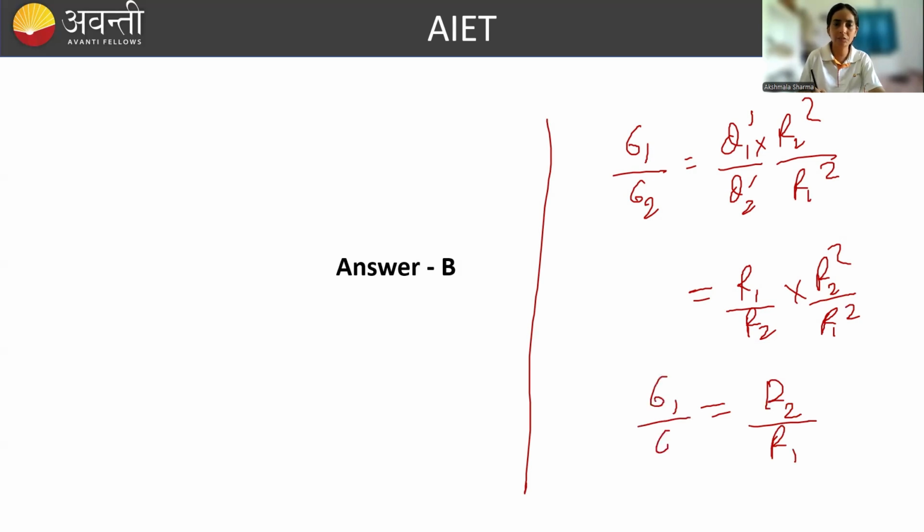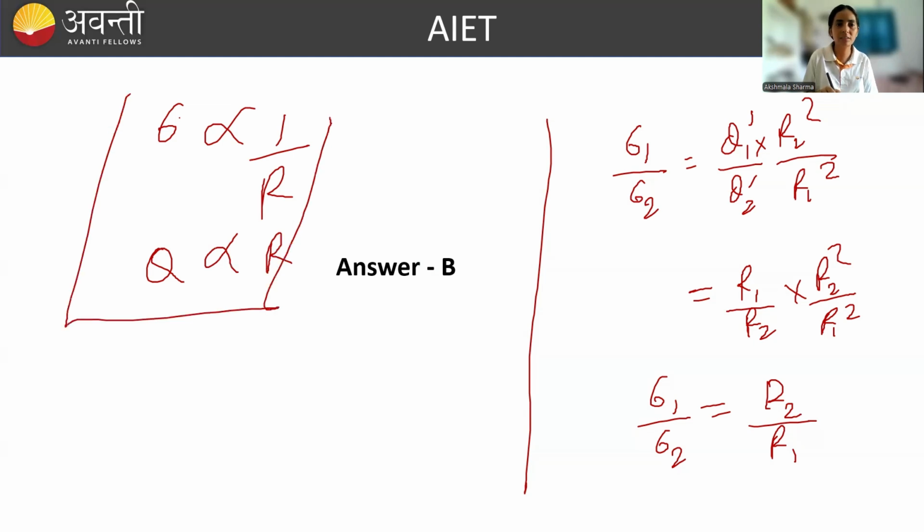So the important relation we are getting is that ultimately the charge density sigma will be inversely proportional to radius, and the charge accumulated finally, after the connection is built up, will be directly proportional to radius. So this is a very important relation. You should remember.